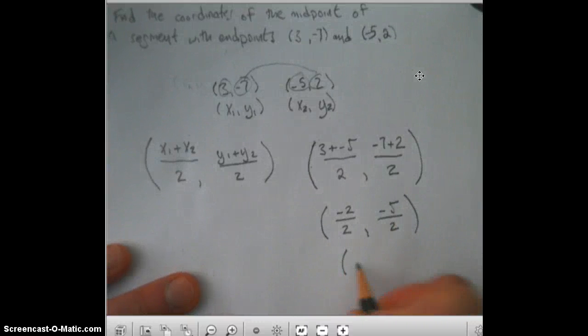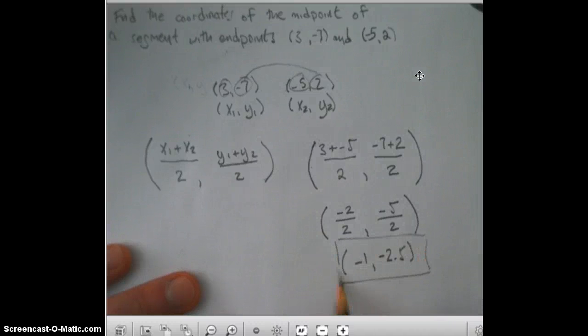-2 over 2 is -1, and -5 divided by 2 is -2.5. It's okay to get decimals and fractions. That is possible. So, the midpoint of the segment with coordinates (3, -7) and (-5, 2) is (-1, -2.5).